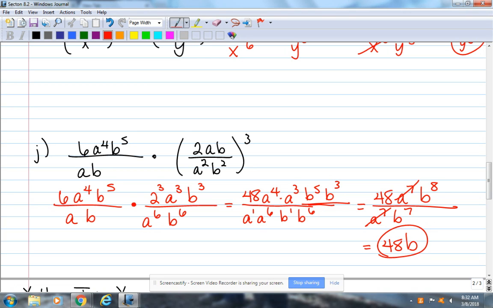Now, technically, if you skip this writing out step right here, if you had just went ahead and added those and put an a to the 7th here and a b to the 8th right here, I wouldn't fuss at you. Okay? I was just writing it out to show you.